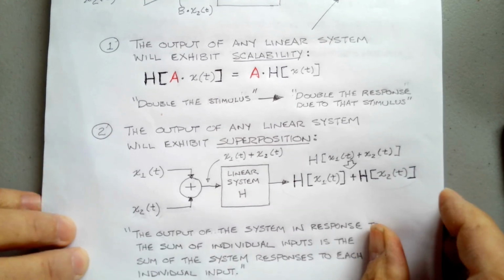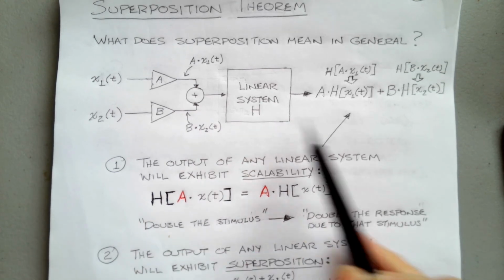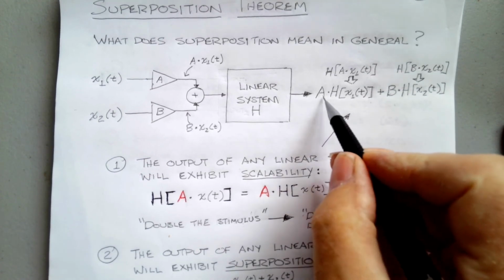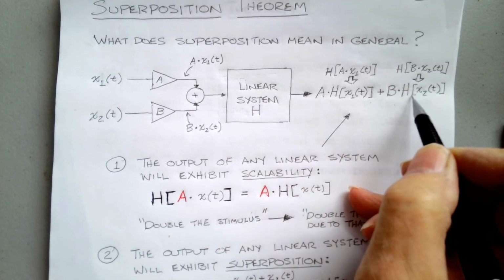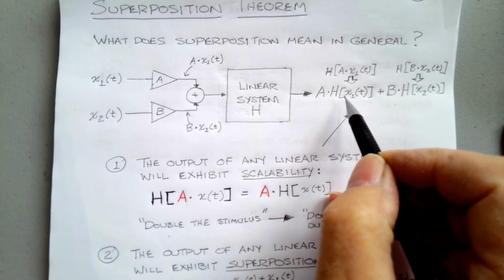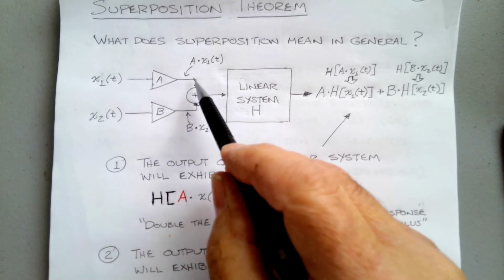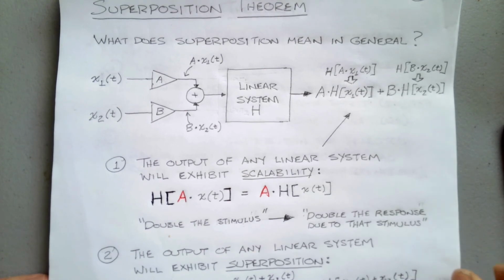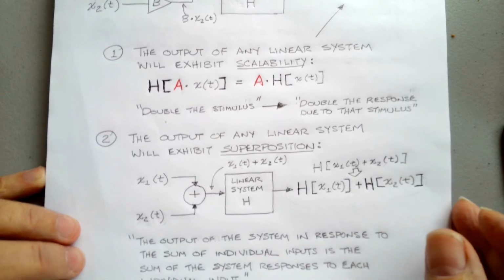And so we go back up here, and right here we're combining both. These systems exhibit both scalability, see, the factor can be brought right outside of here, and the system response is the sum of the responses of the individual signals, and that's superposition. So we have both scalability and superposition. That gives us a linear system. All right.